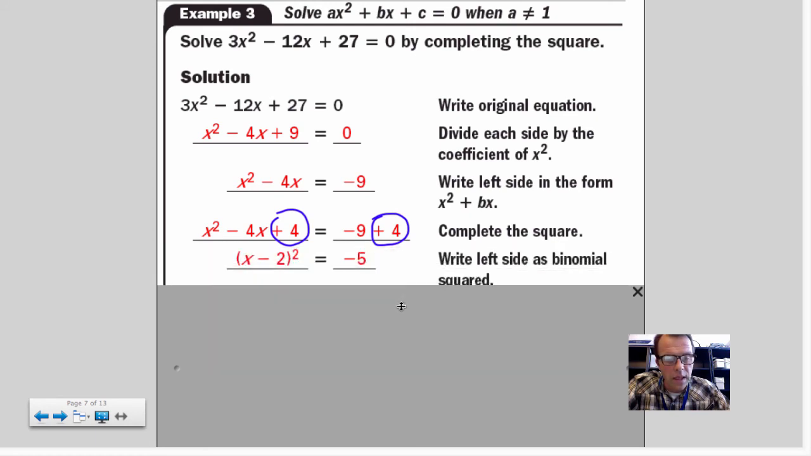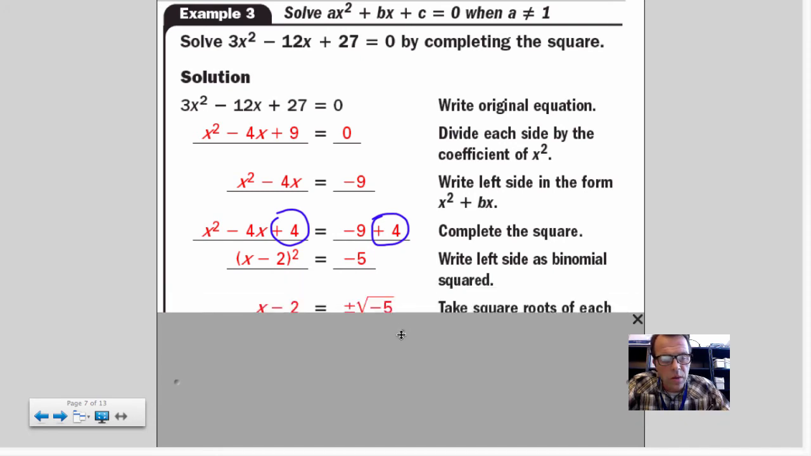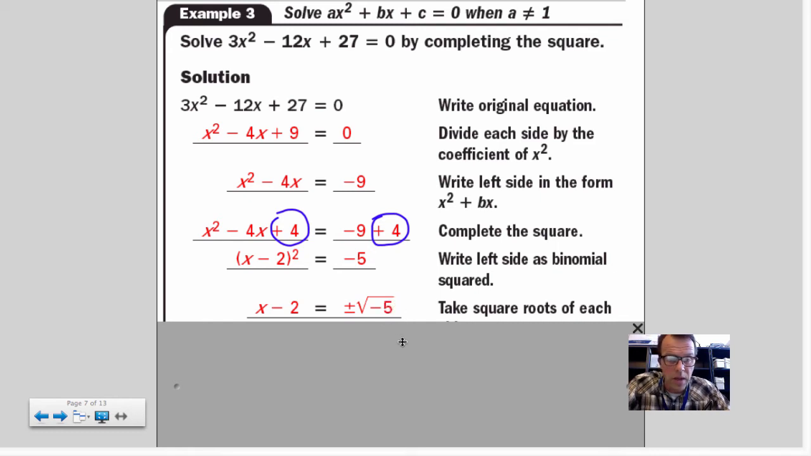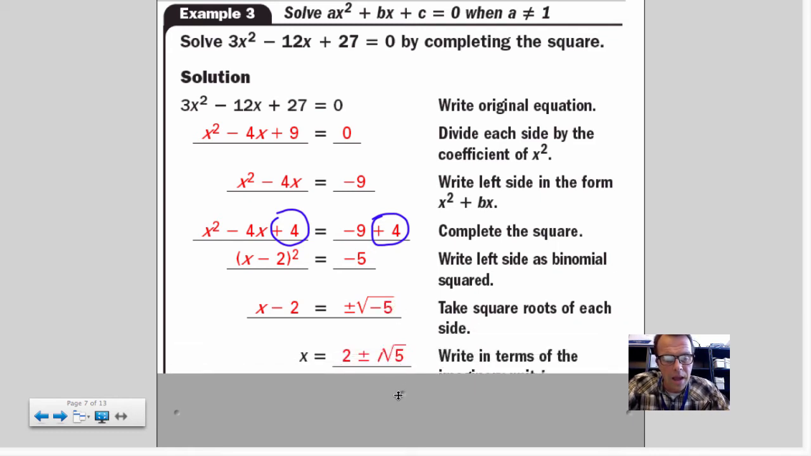I get to factor the left side. Negative 9 plus 4 is negative 5. And now we get to take the square root of both sides and look at that, how nice. When we take the square root, we are going to get the square root of negative 5. And from yesterday's class, we are now allowed to say that's going to be i root 5. And the book always has a hard time with that i.